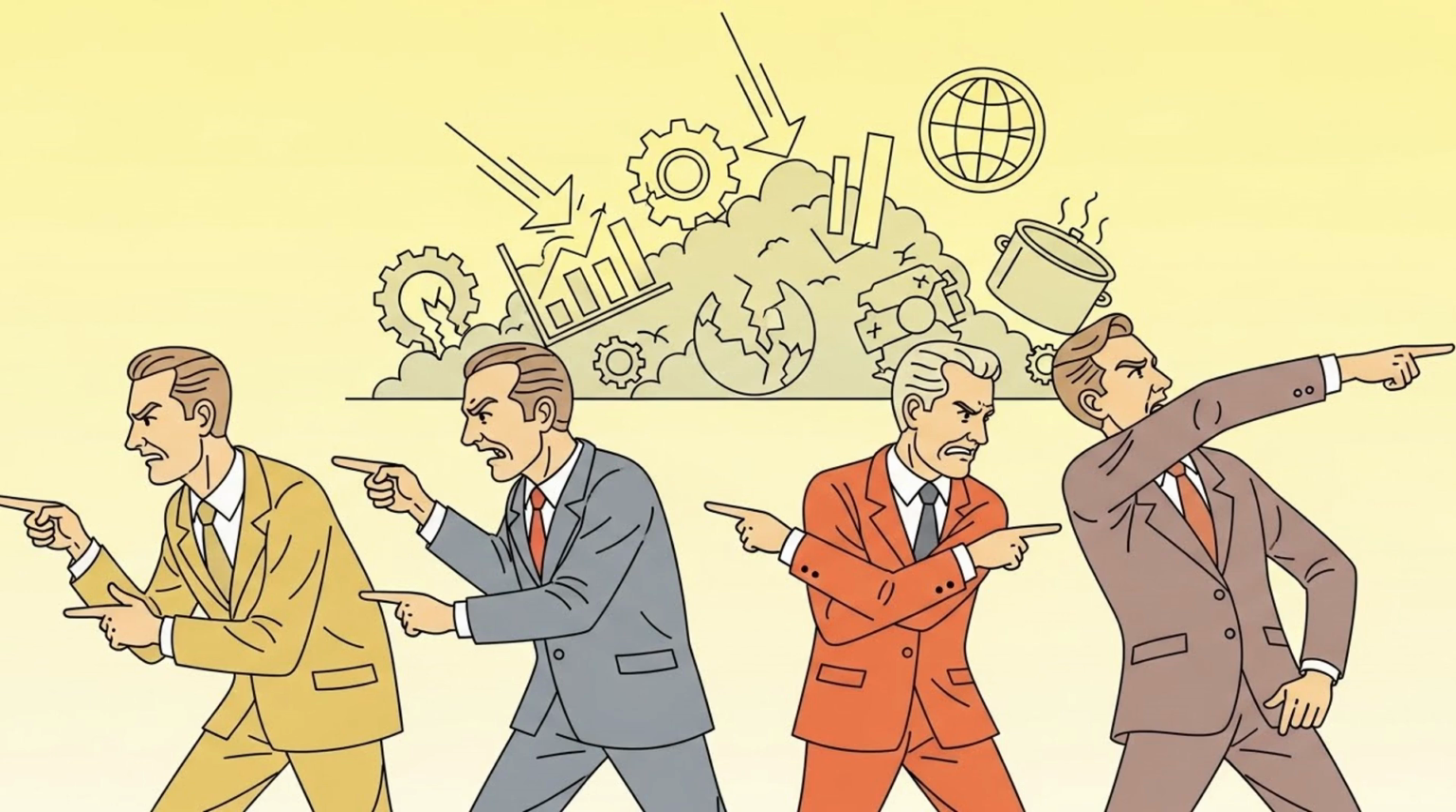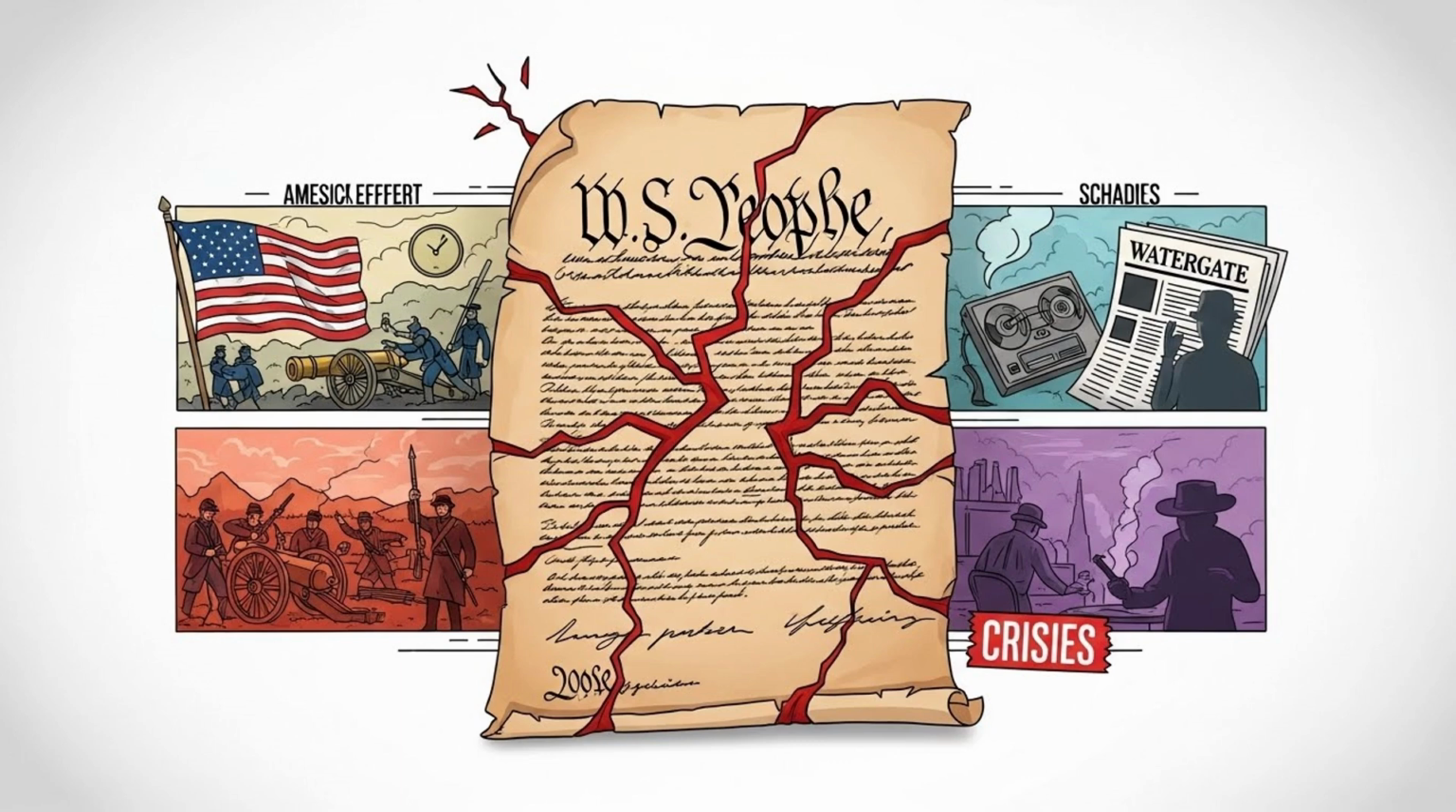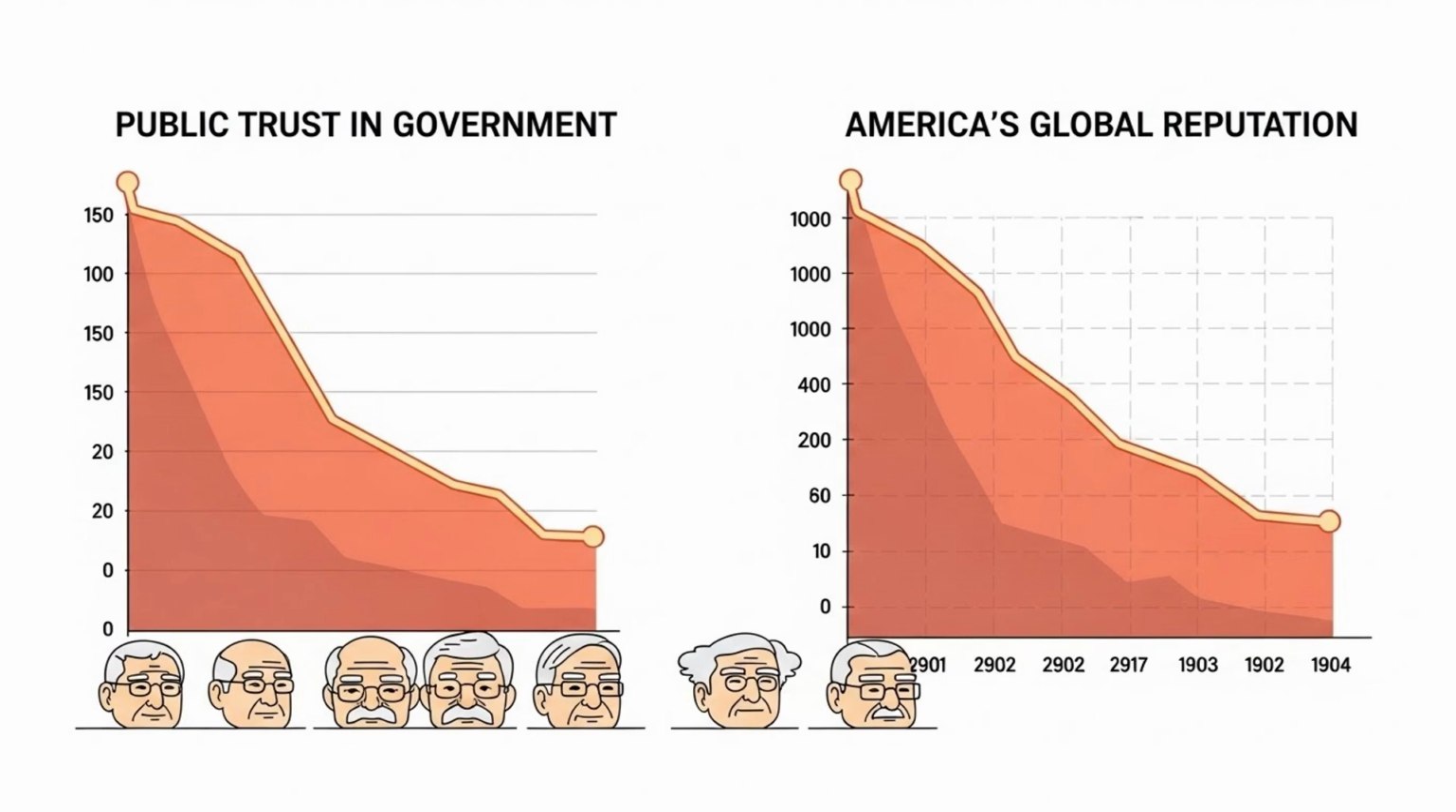American democracy has survived these disasters, but barely. Buchanan's failures led to a civil war. Nixon's crimes led to a constitutional crisis. Each disaster eroded public trust and damaged America's global standing. The consequences of bad presidential decisions aren't abstractions. They're measured in lives lost, opportunities squandered, and faith in democracy shaken.